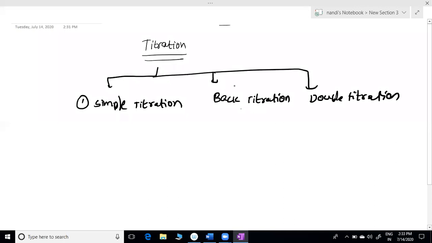This week's syllabus is up to titrations, whatever we are going to be covered in this week up to Friday.